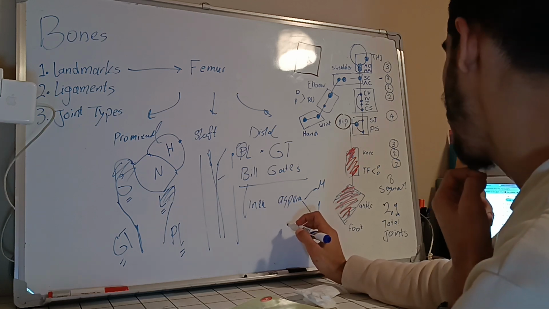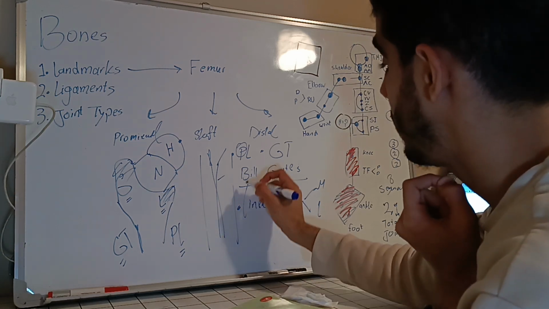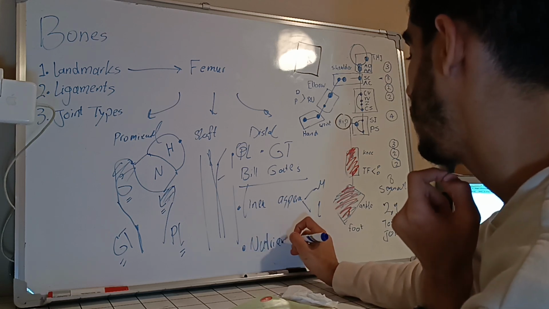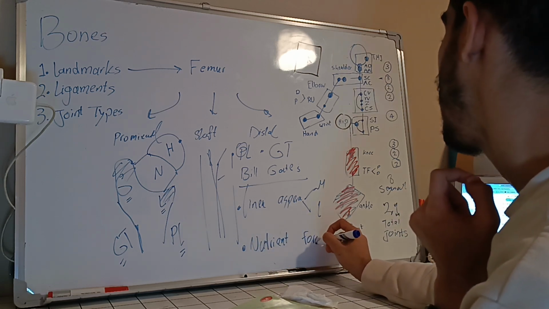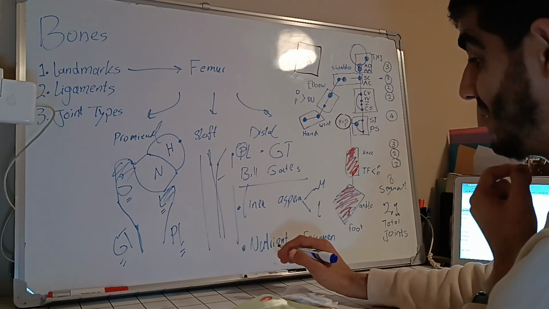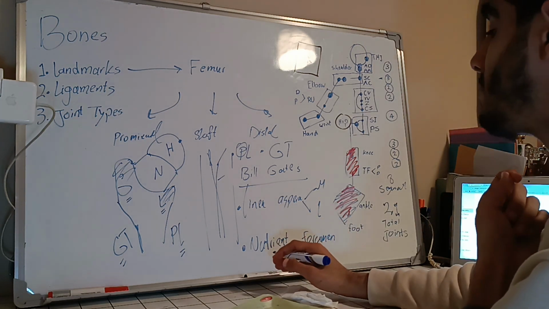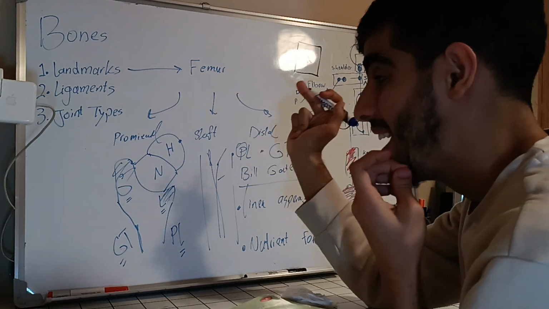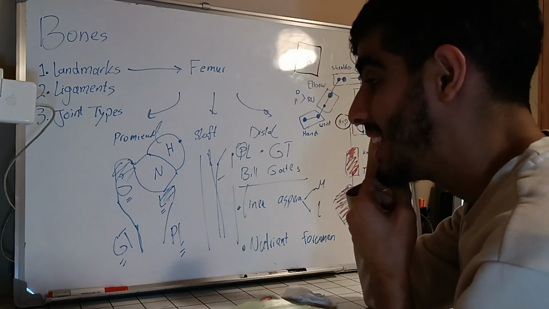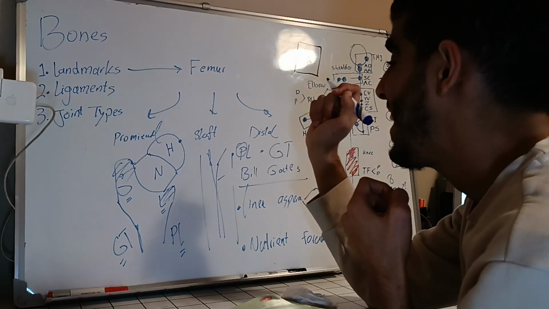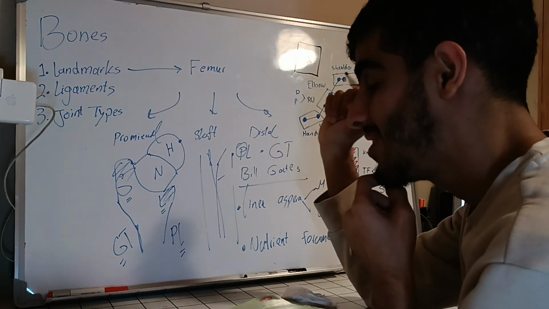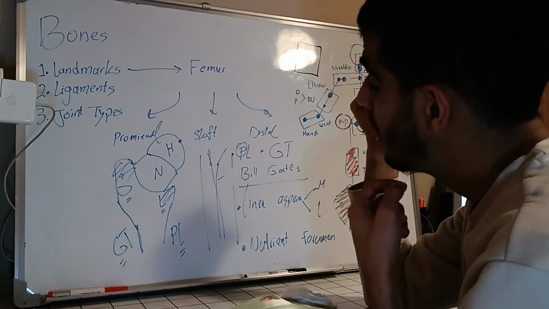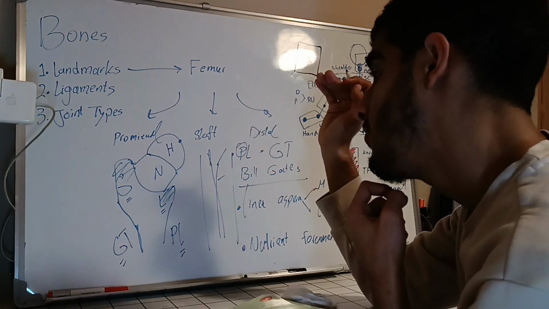And also you can have the nutrient foramen. So let's recall. For the proximal part, we had the head and neck, the greater and lesser trochanter, the intertrochanteric line in the anterior part, the intertrochanteric crest in the posterior part, and the fovea capitis.